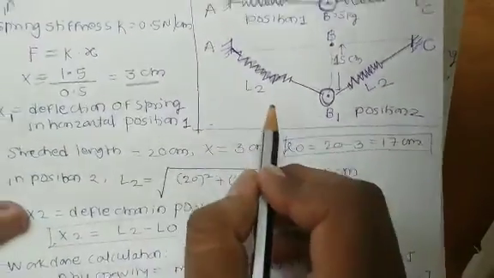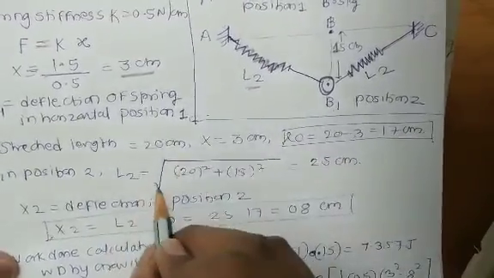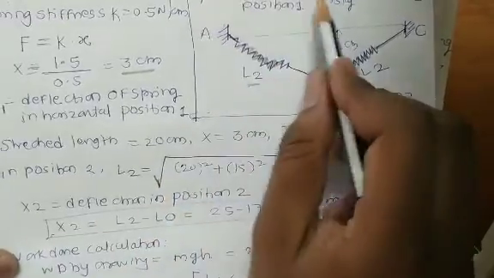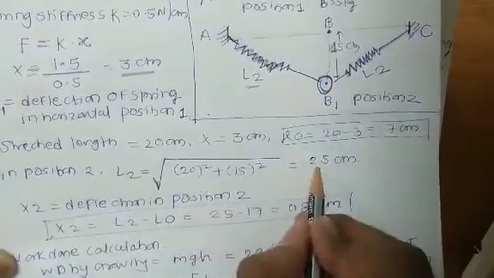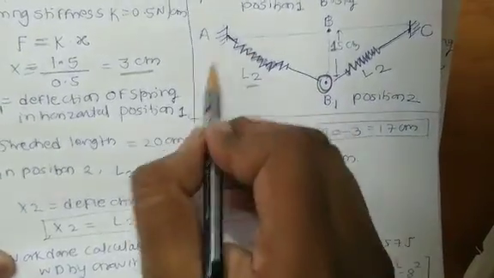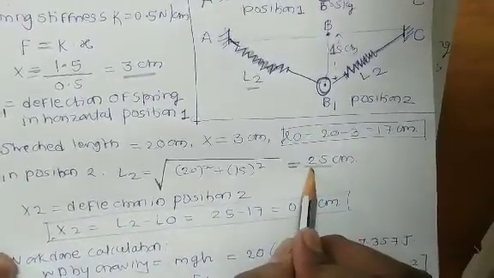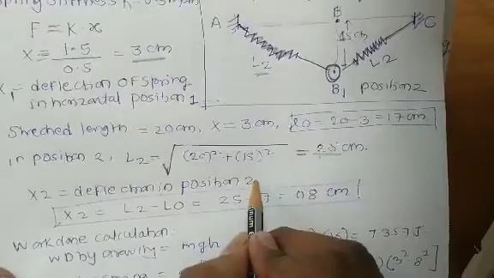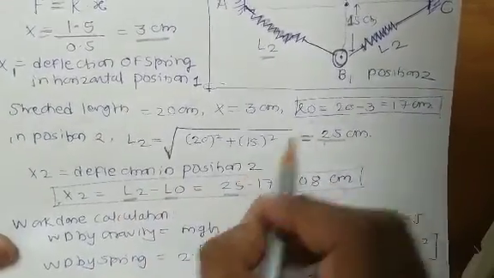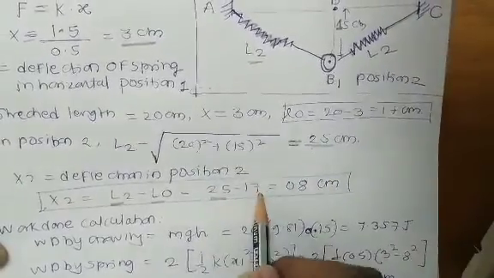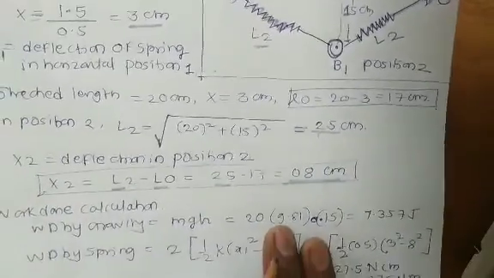Now we'll consider position 2 and we need to find L2. So we'll use Pythagoras: L2 is equal to under root 20 square plus 15 square, which is equal to 25 centimeter. So this inclined stretched length in position 2 is 25 centimeter. Now the deflection in position 2 is equal to stretched length minus original length. Stretched length is 25, original length is 17 centimeter. So 25 minus 17 is equal to 8 centimeter, and that is the deflection in position number 2.